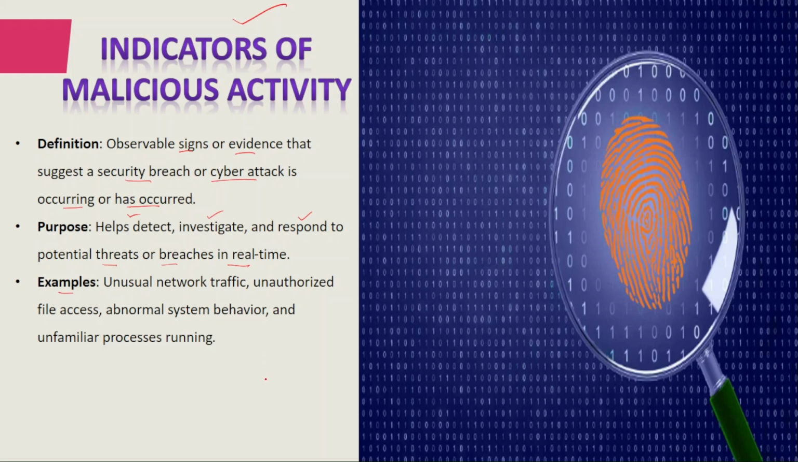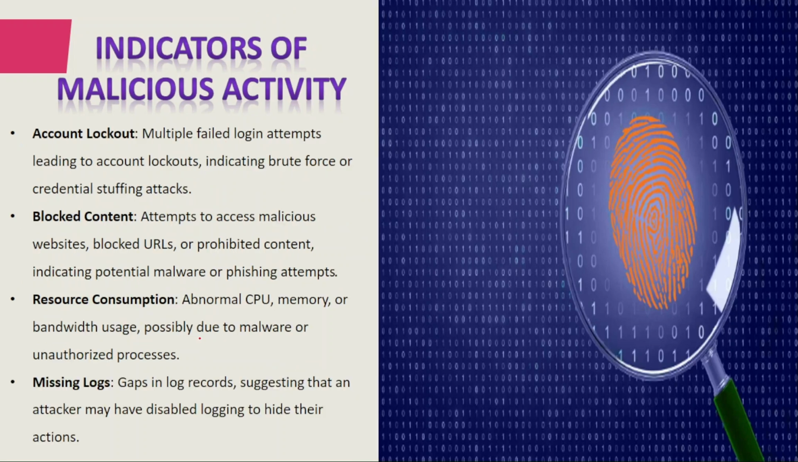Indicators of malicious activity are also known as indicators of compromise, or IOC. Examples include unusual network traffic, unauthorized file access, abnormal system behavior, and unfamiliar processes running. Now we will go through some of the indicators of malicious activity.